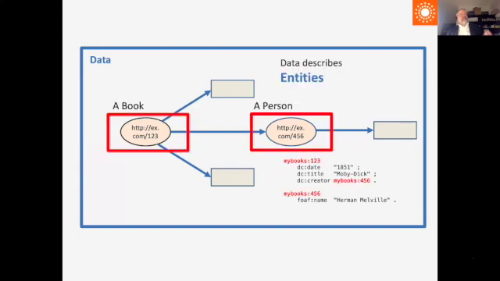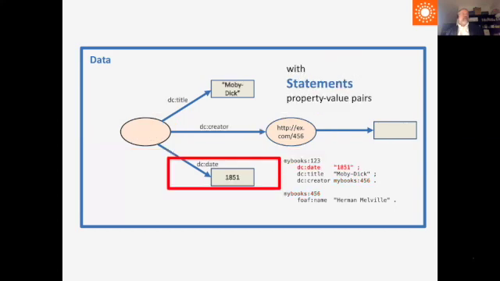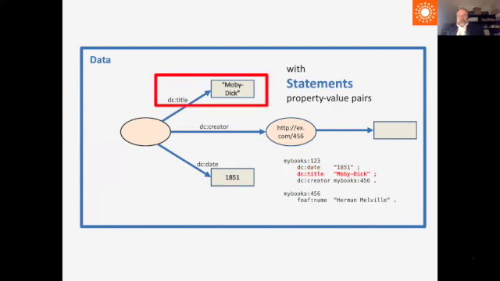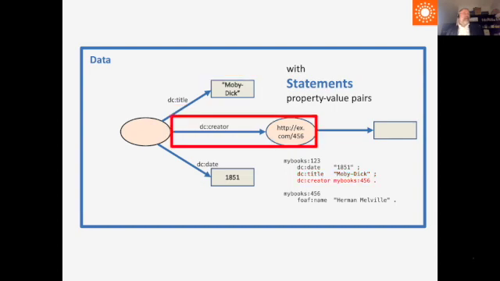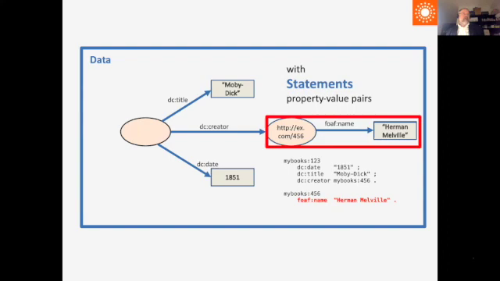Data describes entities. So you have a book and a person, and I've highlighted those in the data example in the lower right. And it describes those entities with statements, with property value pairs. So the title is Moby Dick, and the creator is an entity that has a name.